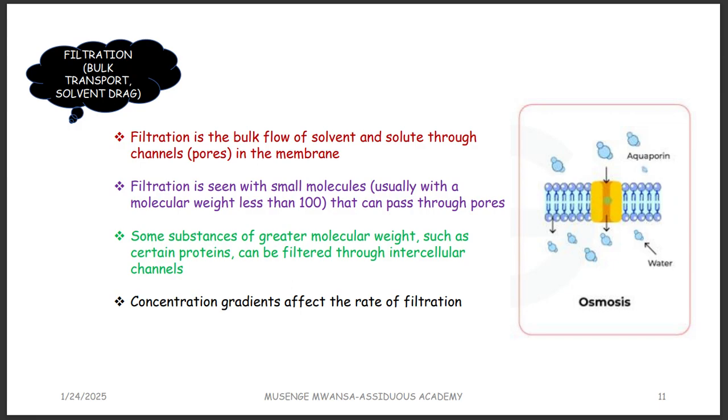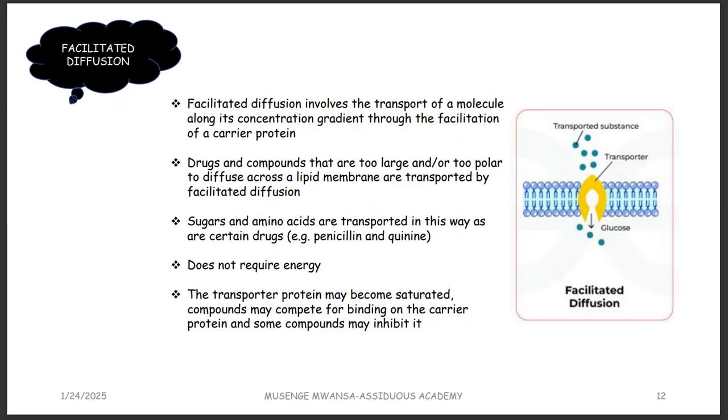Some substances of greater molecular weight, for example proteins, can be filtered through intercellular channels. So we have got a cell. In between two cells you have got those spaces. We learned this in physiology, that you have got the intercellular junctions. So just there, the intercellular pores, some drugs and proteins can pass. So concentration gradient is also going to affect the rate of filtration. The larger the concentration gradient, the larger the rate of filtration.